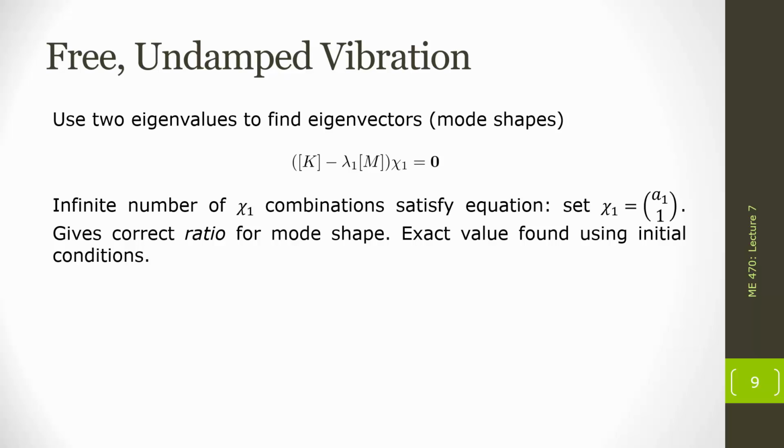So the actual eigenvector itself, we can scale up or down, and it's still an eigenvector of our system. However, the ratio of the values is going to be unique in our eigenvector. So A1 divided by 1, that ratio is the same as if I multiplied this whole thing by 10, I would have 10A1 over 10. Well, the ratio is still preserved. So that's the unique part about the eigenvectors.